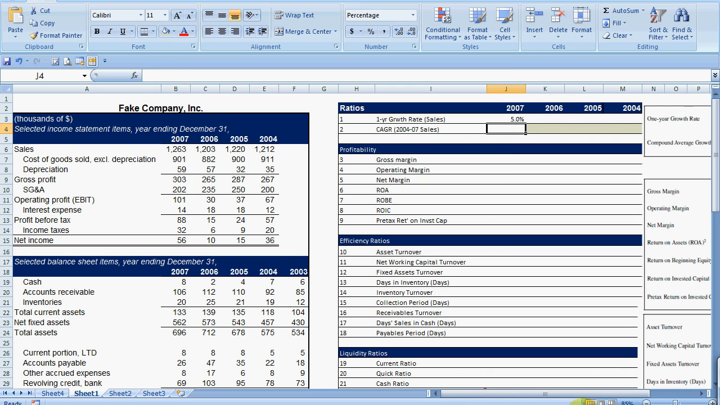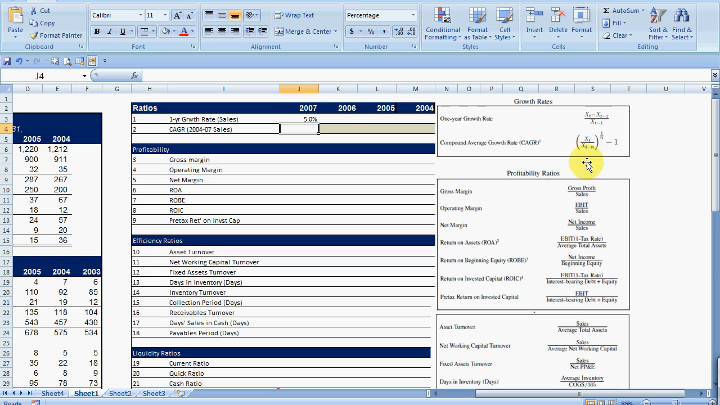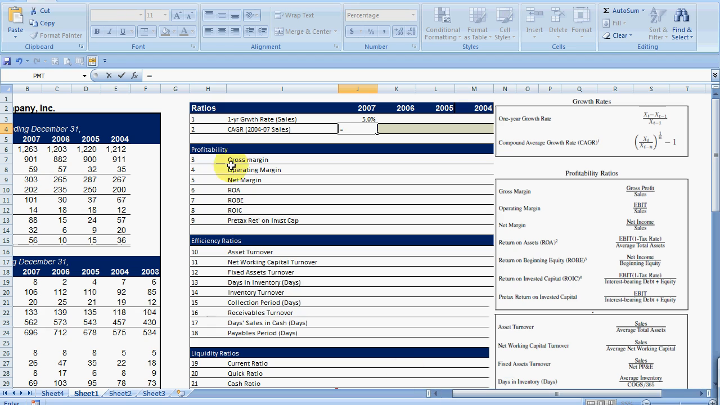Okay, now the next one is compound annual growth rate. It's a little bit complex to some people, but over here I have a cheat sheet for you, right? So all you have to do is go ahead and look for what that is. So we're going to say in 2004 to 2007, we want to know what the compound annual growth rate is of sales. That's what the formula is asking.